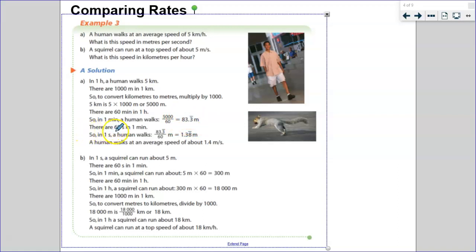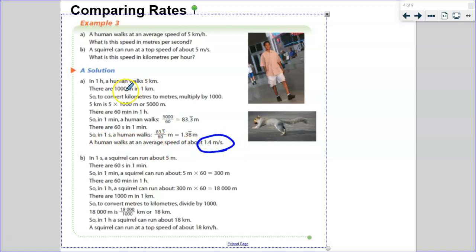So there are 60 seconds in a minute. So we've only got it to minutes now. We went from hours divided by 60 to minutes. Now we got to divide by 60 again to get it to seconds. So in 1 second, a human walks, we'll take this amount here, 83.3 repeated divided by 60 meters to make it 1.38 meters. So they're walking at about an average speed of about 1.4 meters per second.